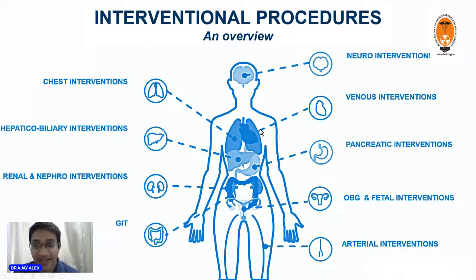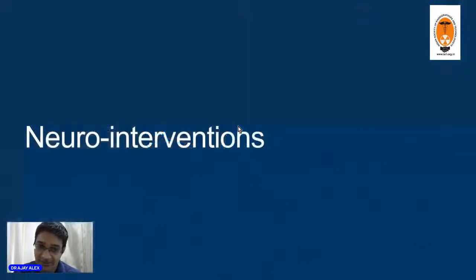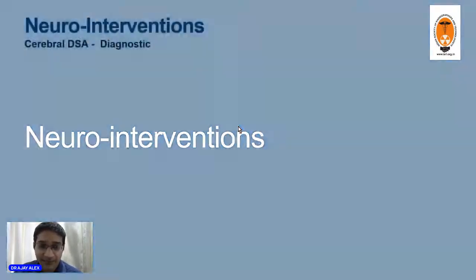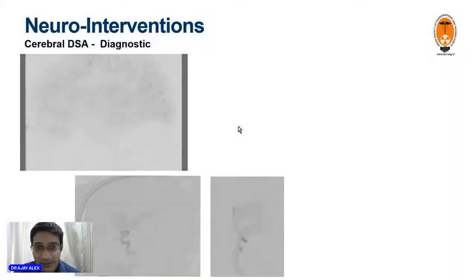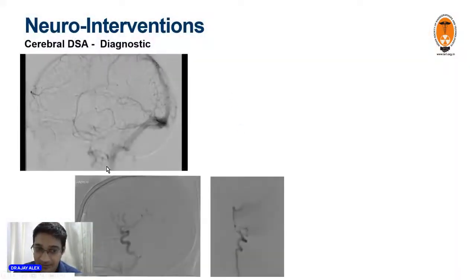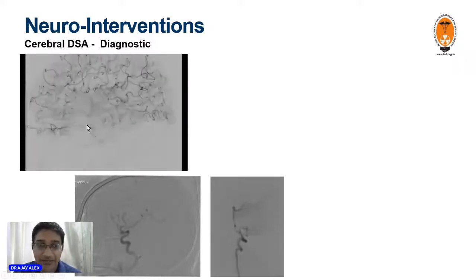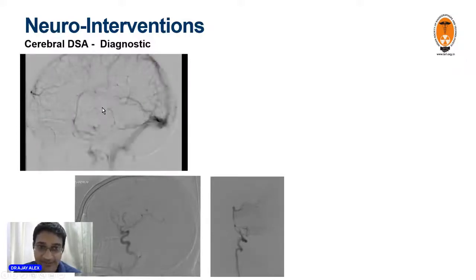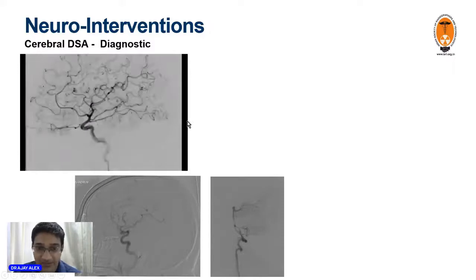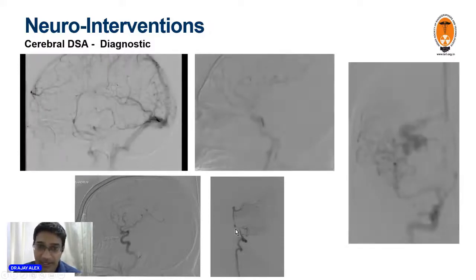So in general, anything above the coronary artery origin is probably what we refer to as the area of the interventional radiologist. Starting from the neuro-interventions, we can actually do angiograms after getting a femoral access to delineate the vascular anatomy of the brain, as in this case being an ICA angiogram, this being a normal vertebral artery angiogram.